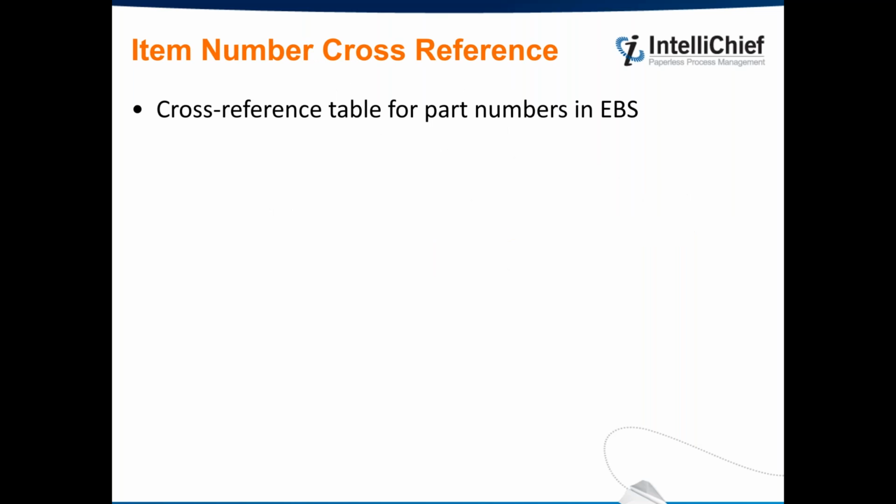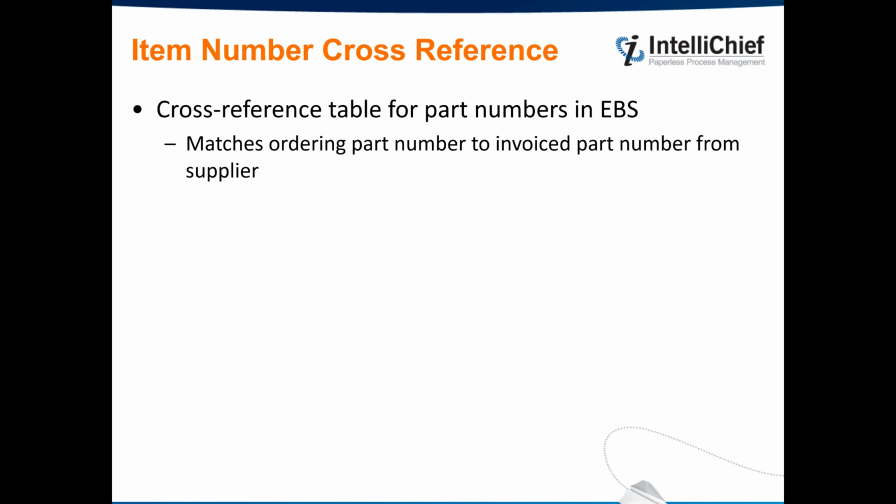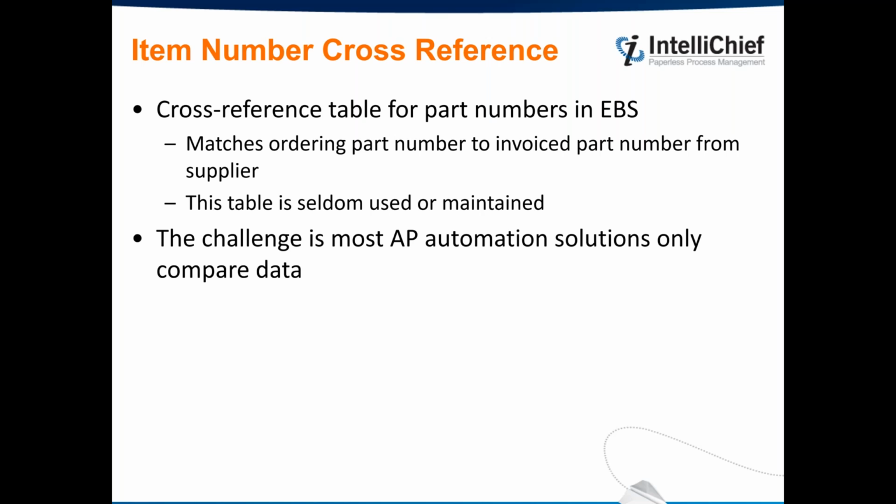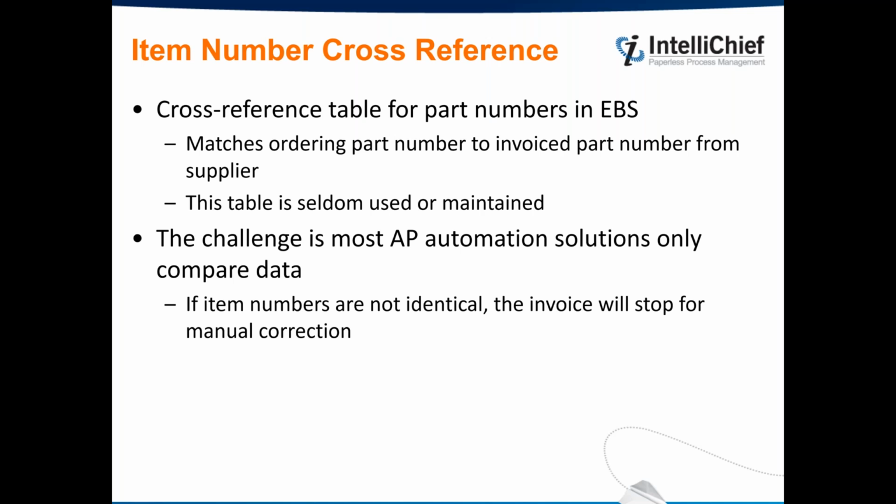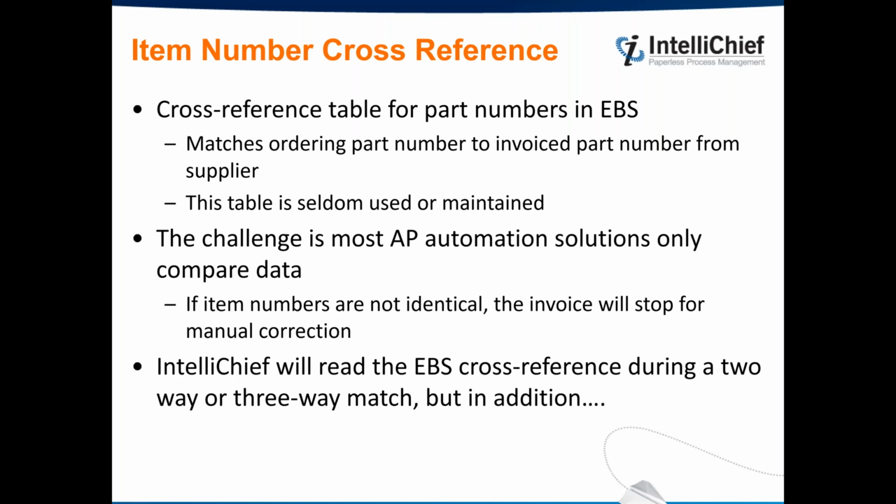So we talked about the item number cross-reference. We can read the part numbers in EBS. We can match the ordering part number to the invoice part number right in the cross-reference table. But as I said, almost no one uses that, and it's typically not maintained. Well, if I'm just comparing data, that's a real problem. And so if the numbers are not the same, the invoice stops. This is even if you're using some type of AP automation tool. And then it requires somebody to manually intervene, if you will.